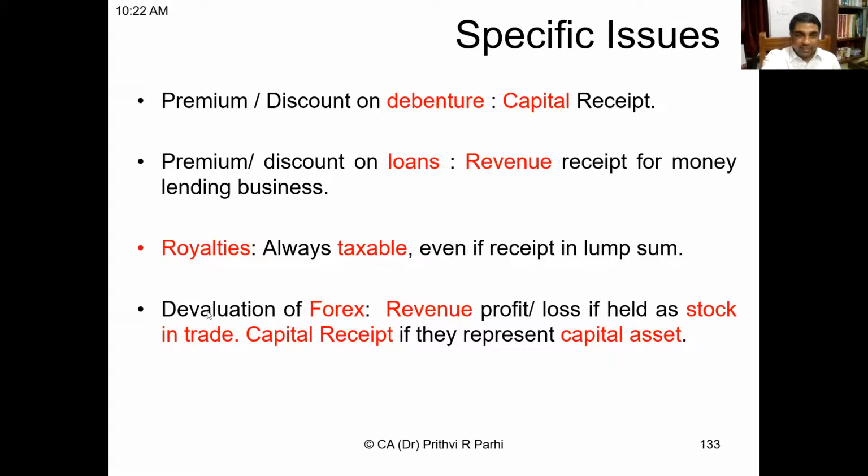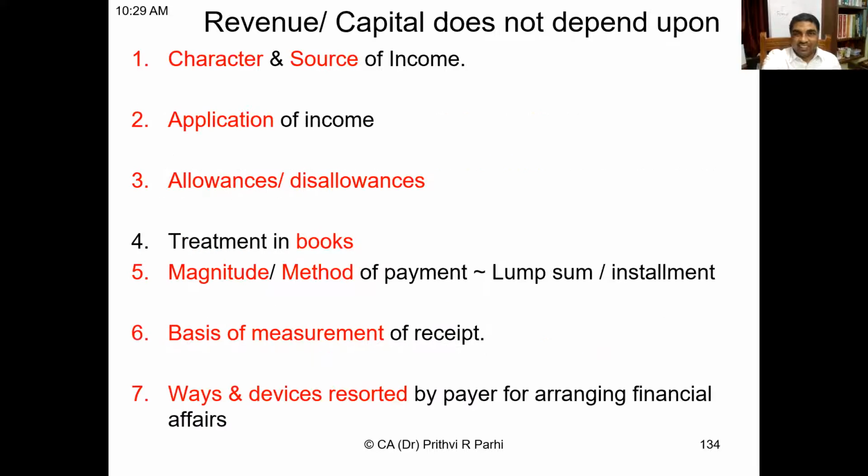Some of you please read: devaluation of forex. Then what is said? Devaluation of forex revenue, a profit or loss is held as stock in trade. If this is stock in trade, it may bring you revenue profit or revenue cost. But it will be treated as a capital receipt if it represents a capital asset. Capital asset means fixed asset, a fixed capital, like machinery. Understood?